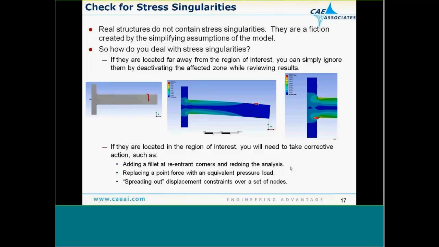The problem occurs if I have a singularity in the region of interest. I obviously need to take some corrective action. I need to change my model. I need to add a fillet or take my point load and distribute it out as a pressure over an area. So depending on what you're interested in, how you deal with singularities is going to depend on where that singularity occurs, whether it occurs near the region of interest or not.